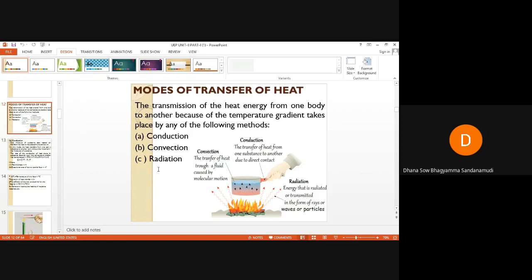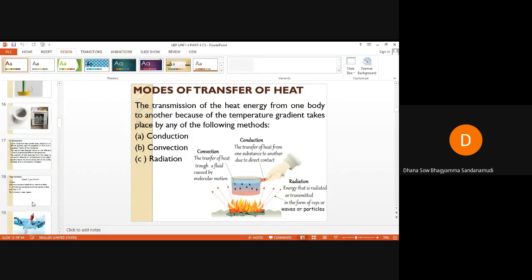Next one is radiation. In this mode, the heat transfers from the source to the substance to be heated without heating the medium in between. So heat is transferred from the source of heat to the substance to be heated without heating the medium. It depends on the surface. The rate of heat radiation is given by Stefan's law.